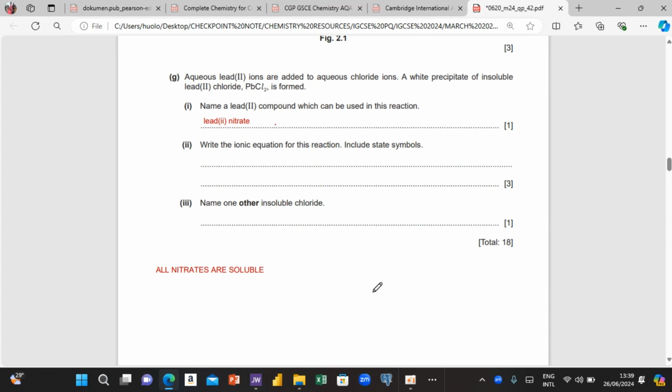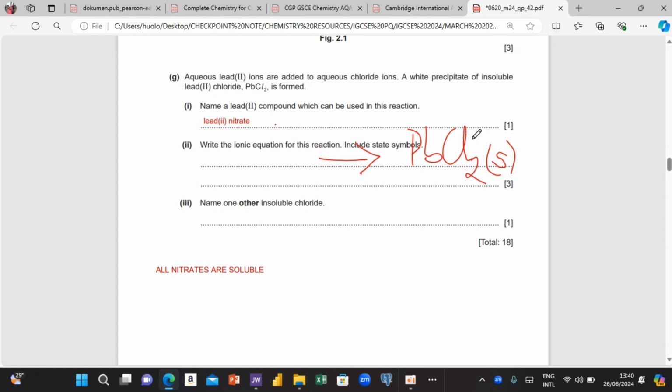So just start with the product. What's your product? You are told that insoluble lead-2 chloride is formed. So you have your lead-2 chloride being formed, and since it's insoluble, it's going to be the precipitate. So you put your state symbol there, s. Now think, what are the ions that can form this insoluble salt? You can tell that it's made up of lead and chloride.